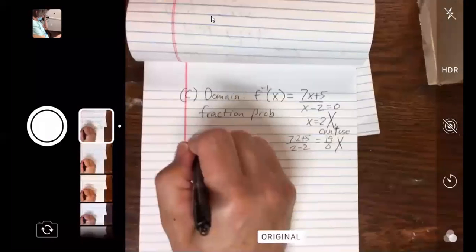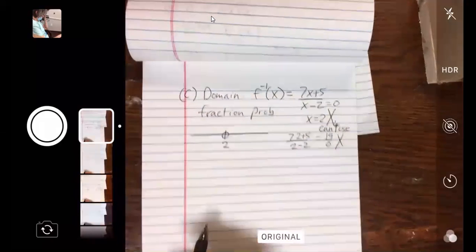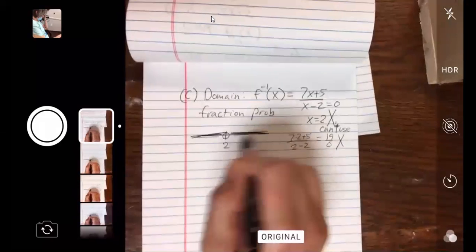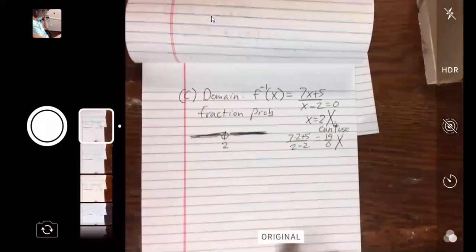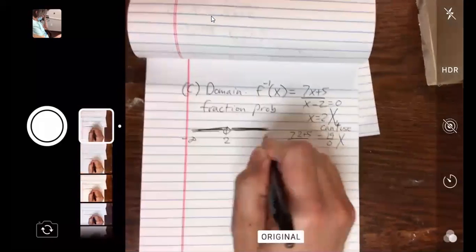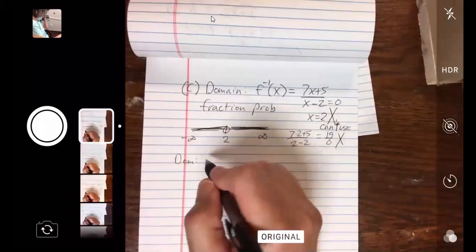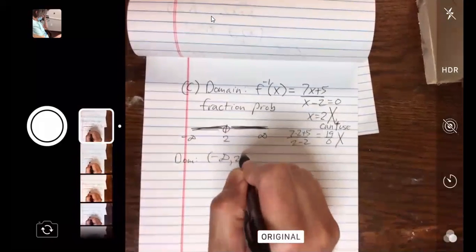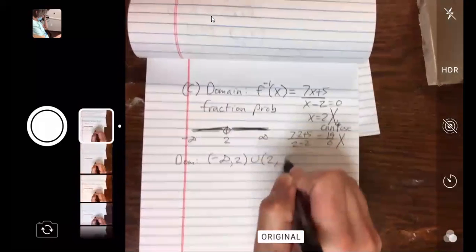If you look at your number line, then you put a 2 with an open circle. You don't have to test either side. Both sides work automatically because 2 is the only illegal number. So you really have 2 intervals for your domain. You have negative infinity to 2, using parentheses because it's an open circle, and then 2 to infinity.